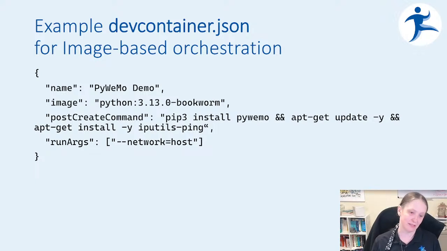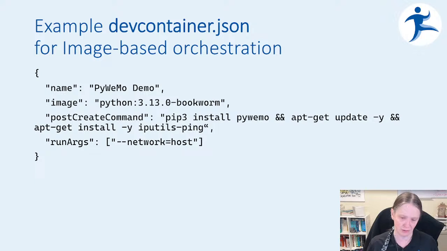I have to do the --network=host as part of my run arguments. So runArgs is something else you'll see in devcontainer.json. These are the arguments that you would use when you're running a Docker command, the docker run, because I need to access the network of the host device in order to see the WeMo. Now let me show you what this actually looks like in Visual Studio Code.